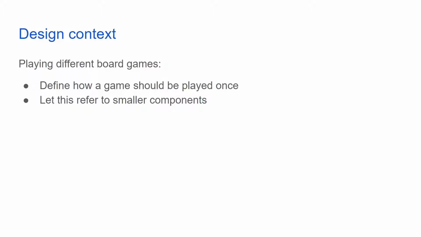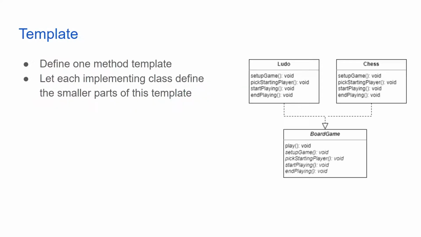So we will have one large method that calls multiple smaller methods, and only those smaller methods need to be implemented in each board game, whereas the larger method will stay the same for all of them. So if you look at how this works in UML, we can see that we have an abstract class board game with two implementing classes, Ludo and Chess.